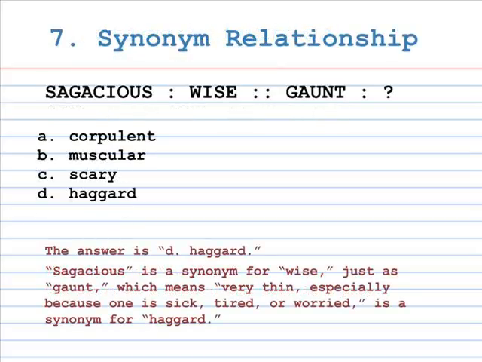7. Synonym relationship. Sagacious is to wise as gaunt is to: A, corpulent; B, muscular; C, scary; D, haggard. The answer is D, haggard. Sagacious is a synonym for wise, just as gaunt, which means very thin, especially because one is sick, tired, or worried, is a synonym for haggard.